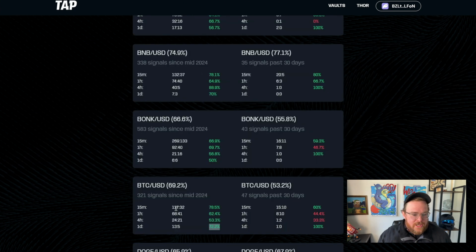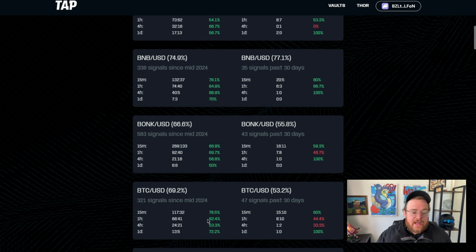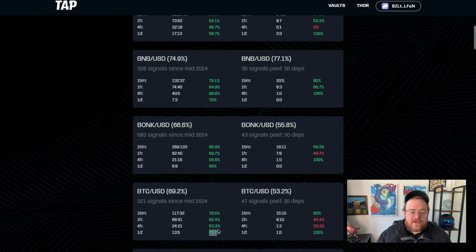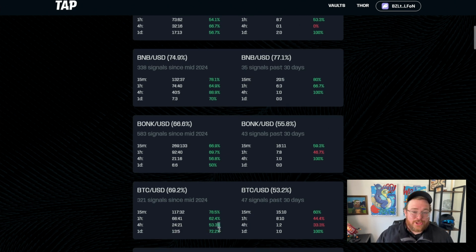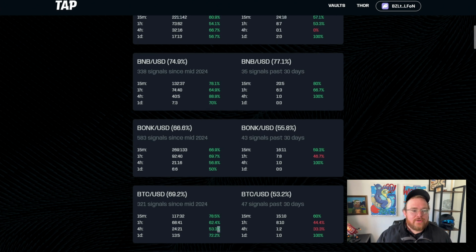Let me just double check. A 72.2% chance on one signal and then a 53% chance on the other. Let's use that data to effectively navigate how we'd take these two signals. So I know that the 4-hour signal has a 53% average win rate, and I know that the 1-day signal has a 72% win rate. Which signal do I care more about? Well, the 1-day signal.